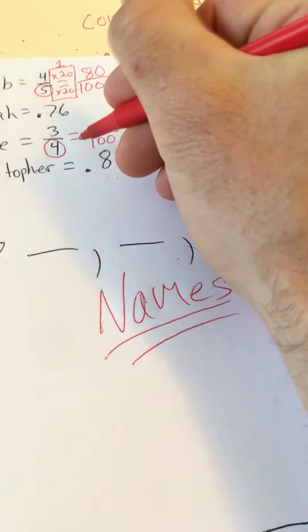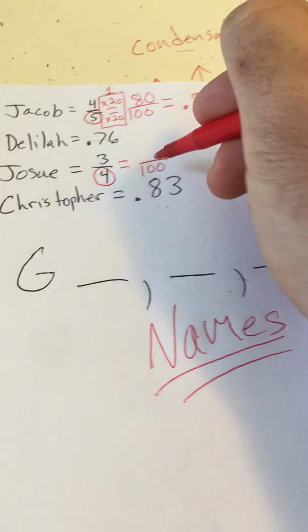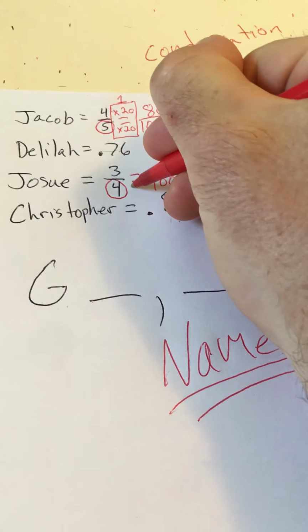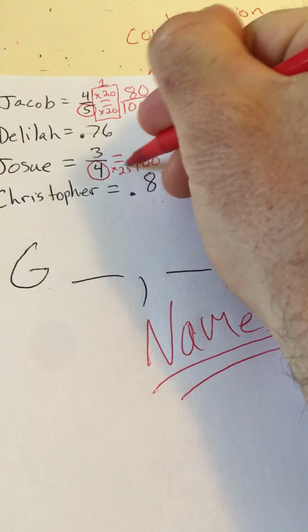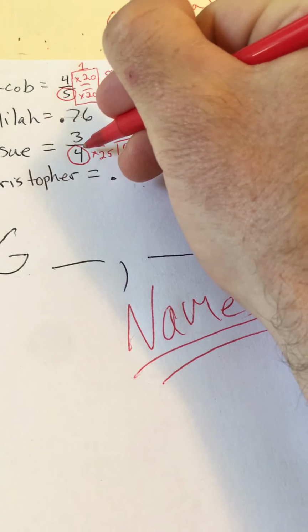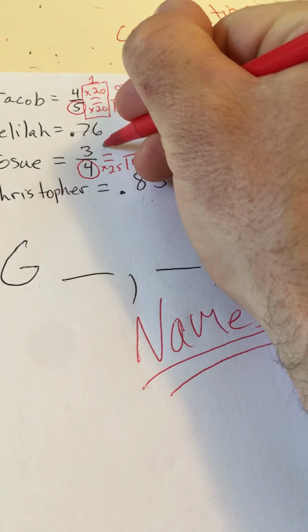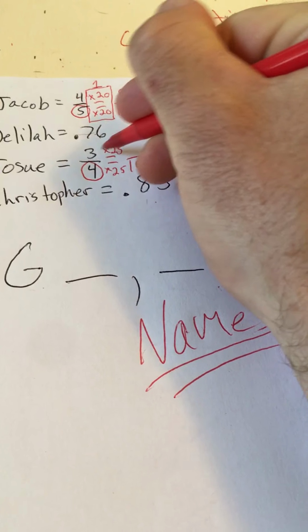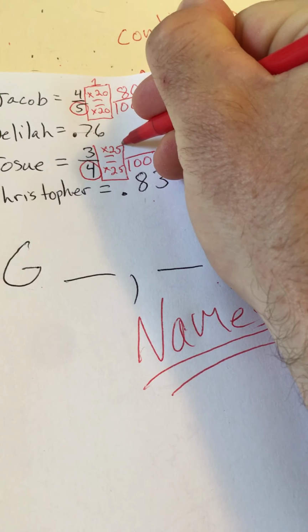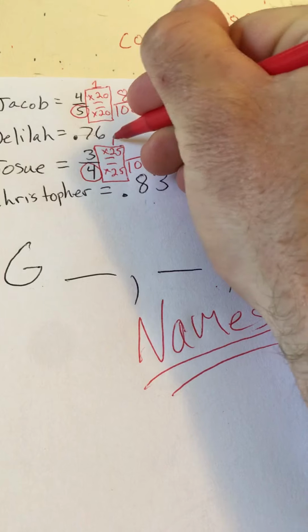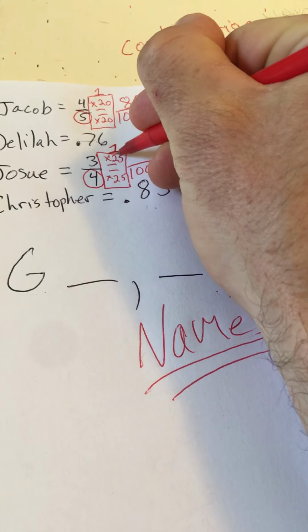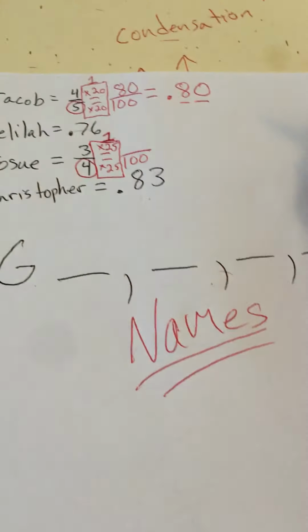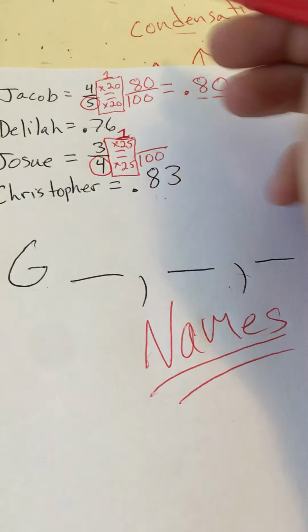Sorry about all that. Okay, now we're going to try to figure out Josue, 3/4. How many hundredths is that? So 4 times 25 gets you to 100. Right? If you had 4 quarters, you'd have $1. 4 times 25 got us to 100, so we're going to do 3 times the same number, 3 times 25. That way we really multiplied 3/4 times 25/25, which is equal to 1. So we're just multiplying it times 1. We're not really changing the value.